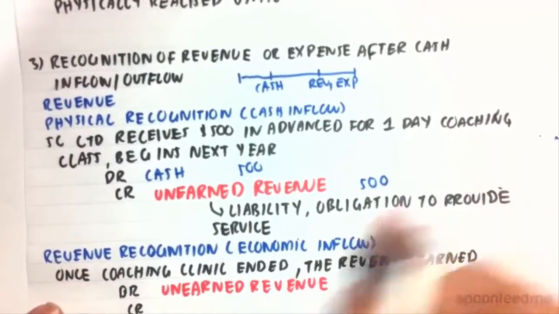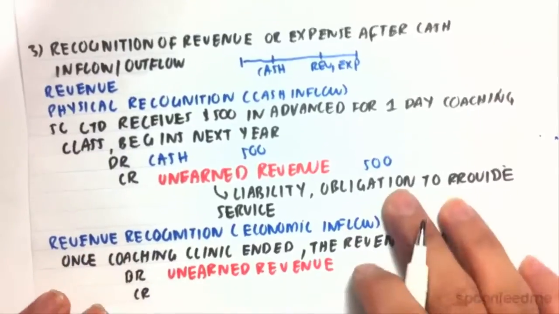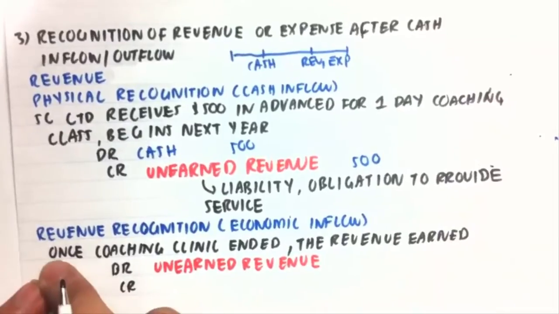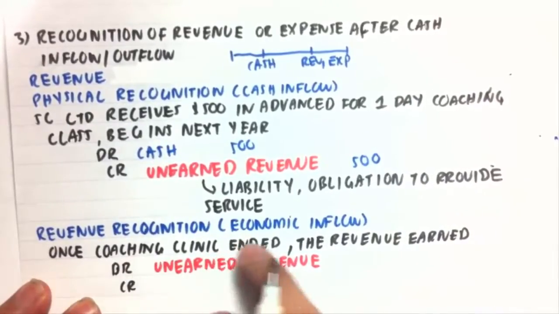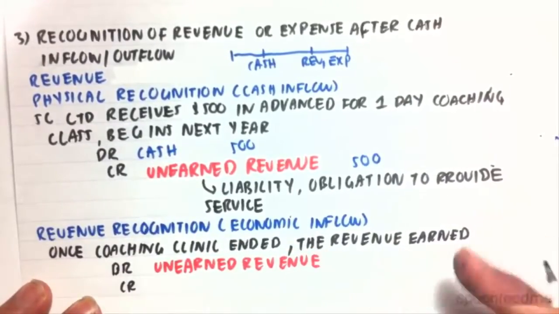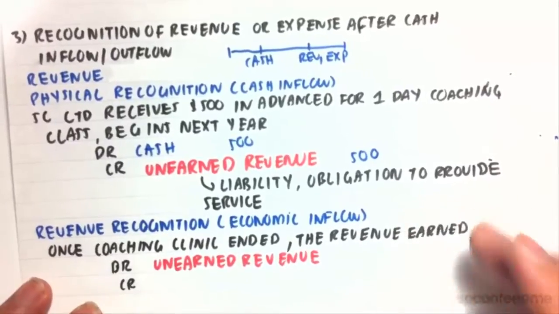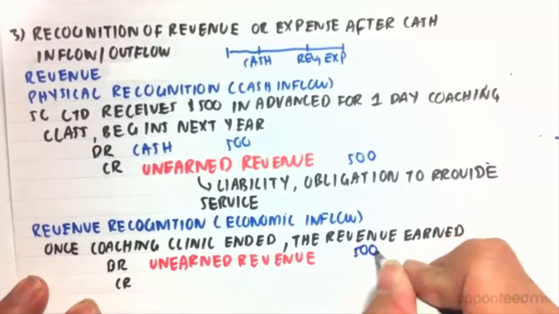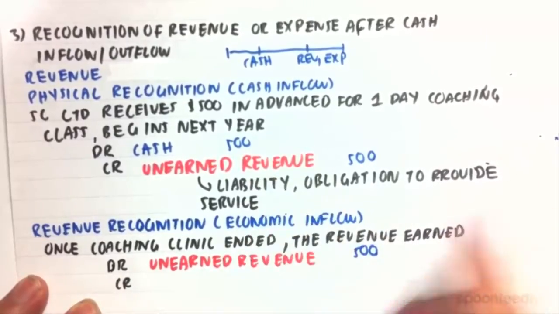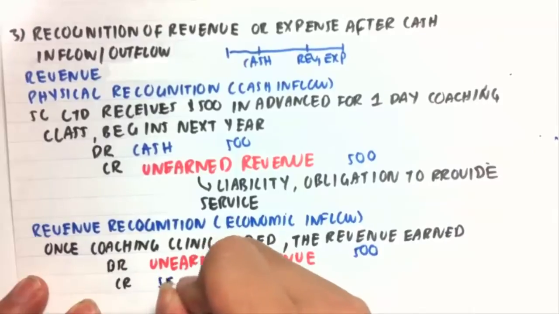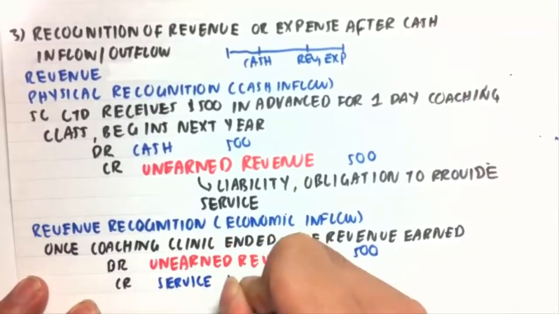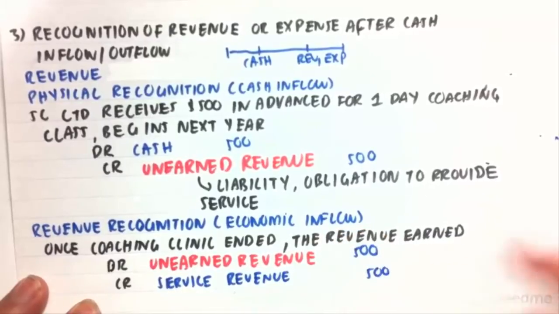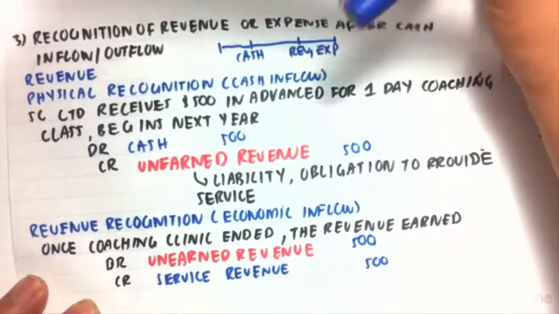So what happens when we actually do recognize our revenue, or when the economic inflow actually does occur? It will occur once the coaching clinic has ended or been provided, and then therefore the revenue has been earned by our coaching staff. So then we go to our debit. We debit unearned revenue, $500. So we just close off that account, and then afterwards we credit our service revenue or coaching revenue of $500 after we've actually earned that money.